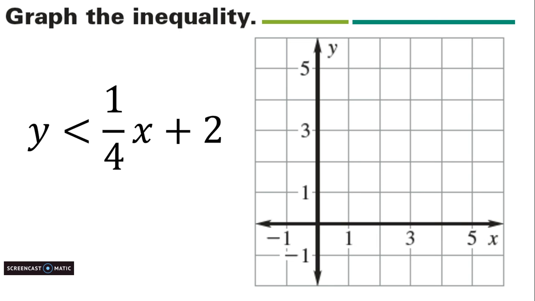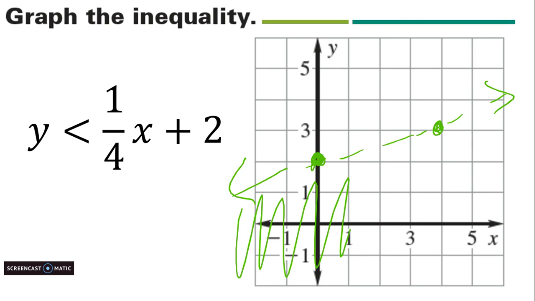Let's do one more of these, and we can look at the special cases. So we got y-intercept of 2, a slope of 1 over 4, so we're going up 1 and over 4. Dotted line, because less than and greater than have the dotted lines. Only if it's equal to, you have a solid line. My dotted line's a little off because I'm not using a ruler right now. But we are going to go less than, so we will shade below.